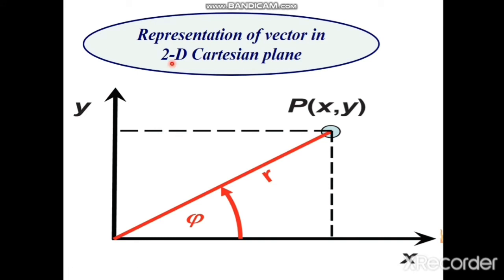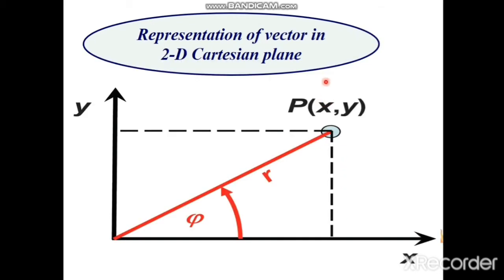So in a two-dimensional Cartesian plane there are two axes, that is the x-axis and the y-axis. This is called the origin, and we draw a vector from the origin to a certain point P which has the coordinates x and y. It means that we have to travel x distance along the x-axis and y distance along the y-axis to reach the point P.